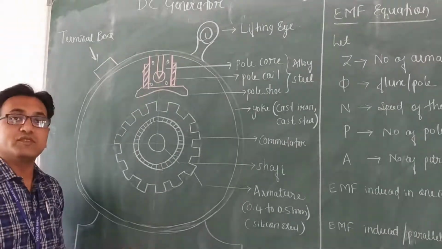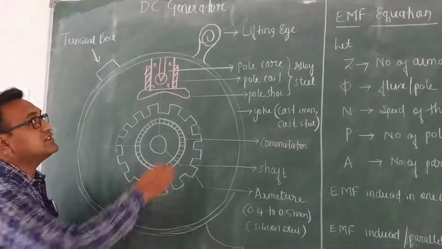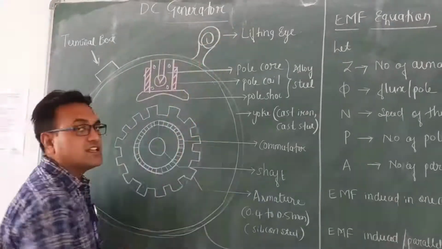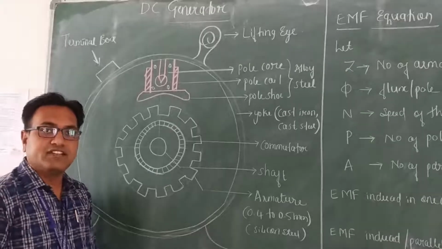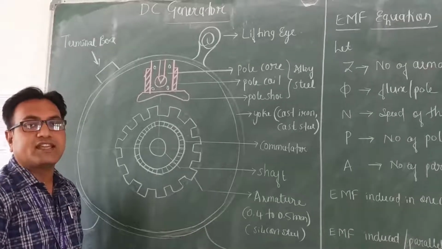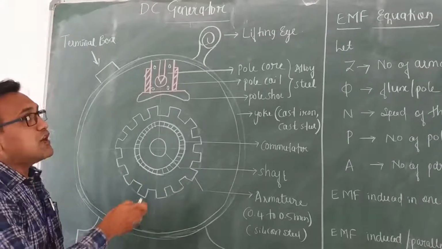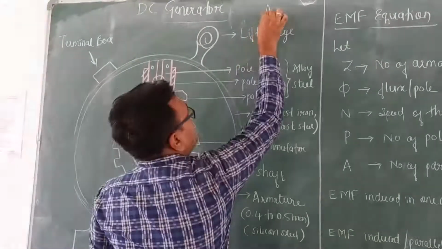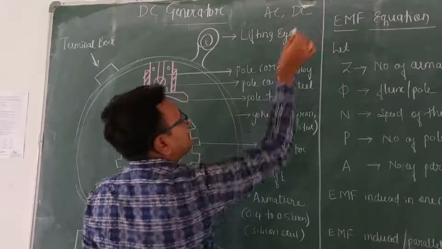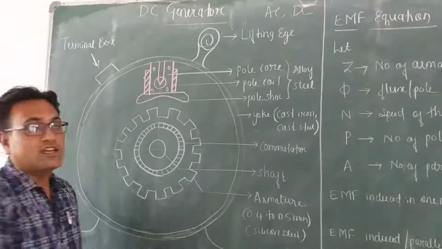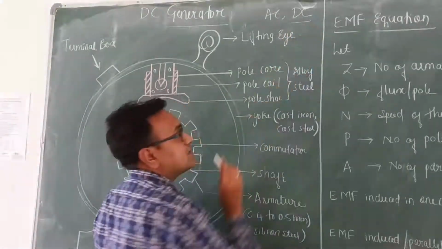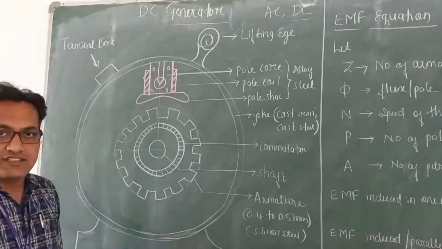Before starting with the construction of a DC generator, first we will see what a generator is. A generator is a device which can convert mechanical energy to electrical energy. It means the output should be electricity. Again, in electricity there are two types, AC and DC. If the output produced is DC, it is called a DC generator.